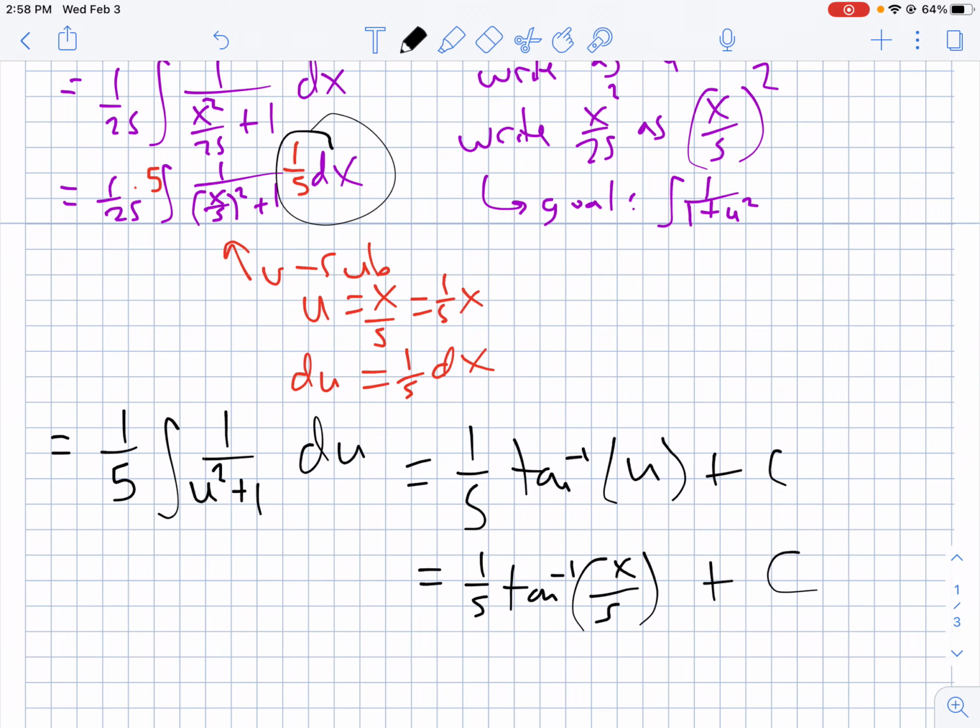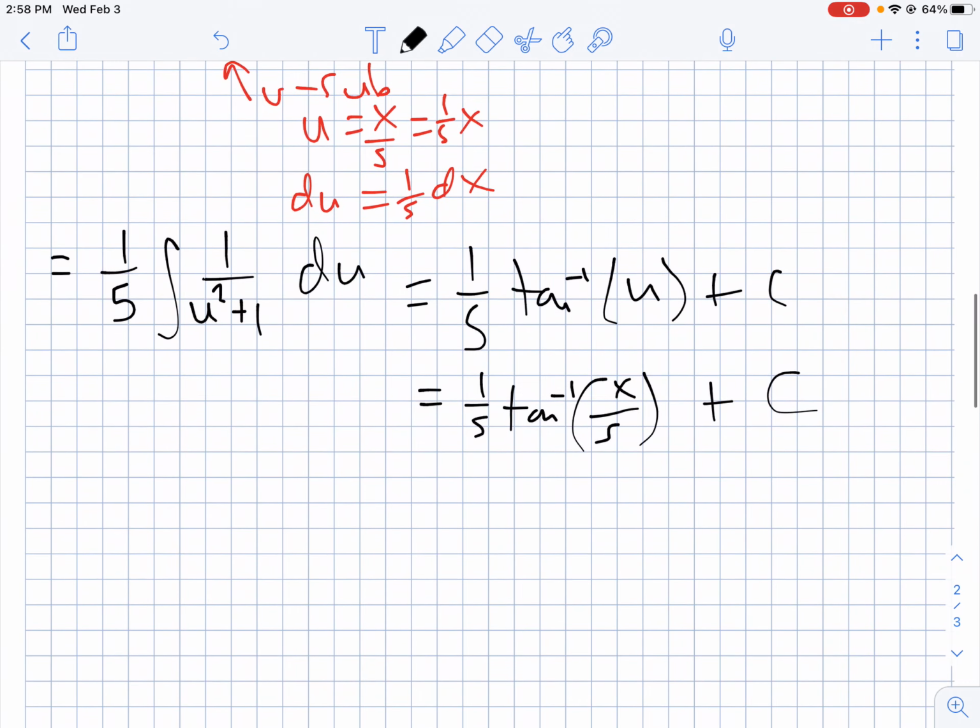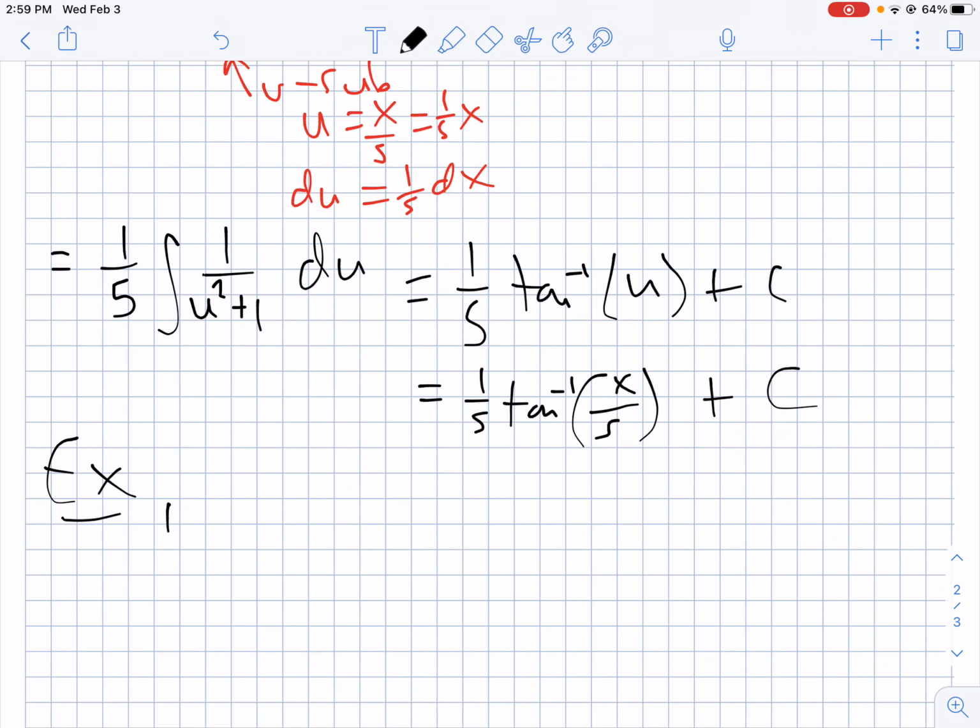All right, let me give you one to try that's pretty similar to this, and then we'll be able to put together the pattern that we're going to use. Okay, so why don't you try this on your own? Go ahead and just pause the video and do the integral of 1 over x squared plus 4.